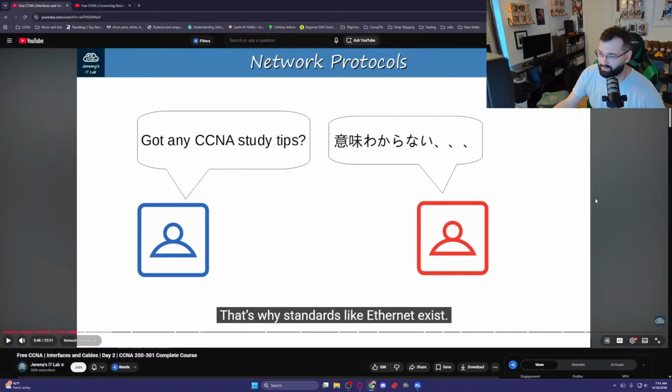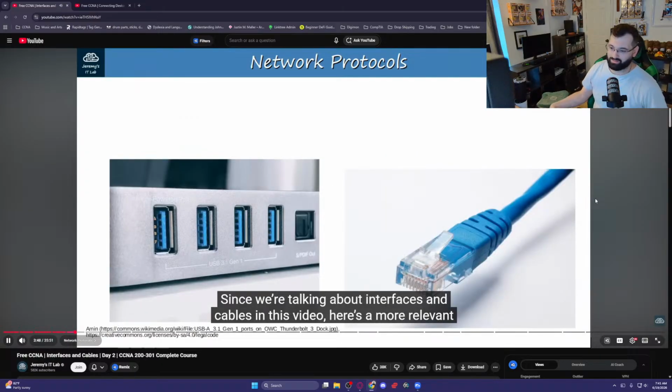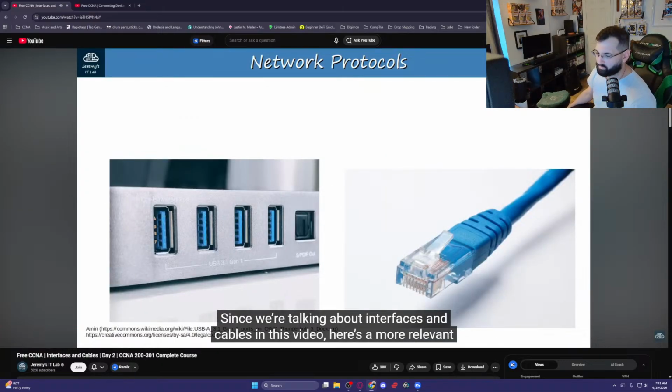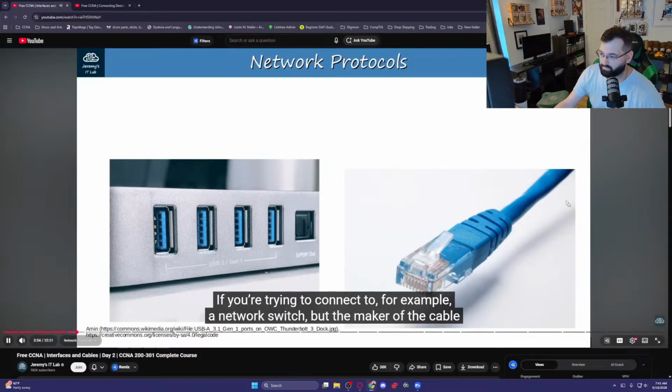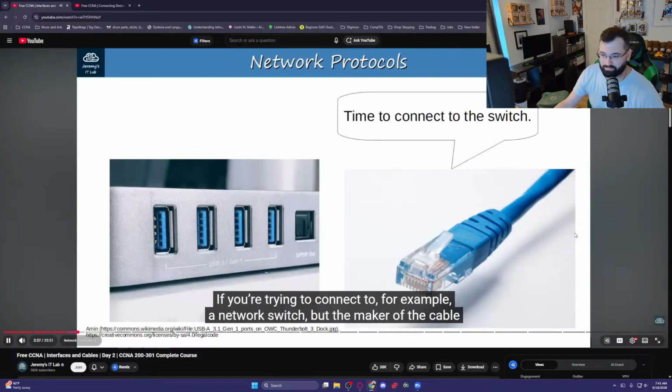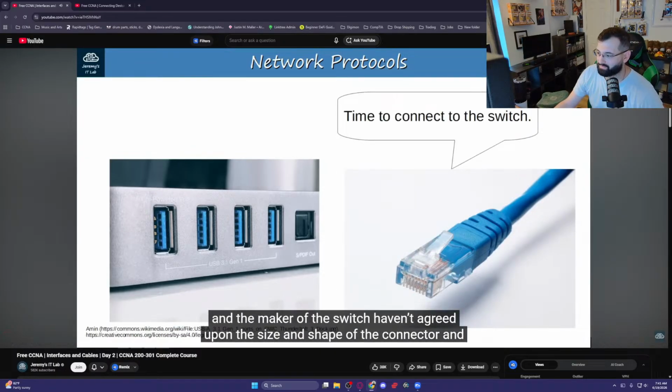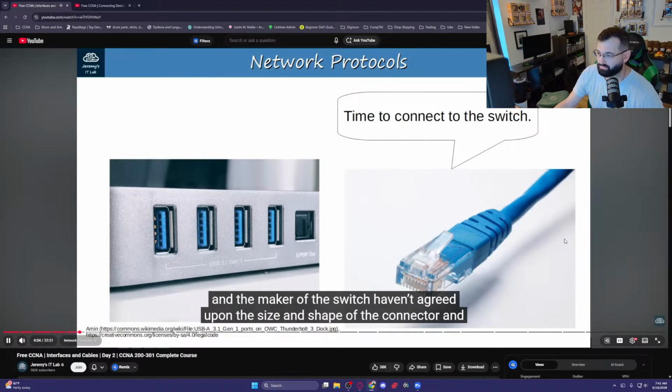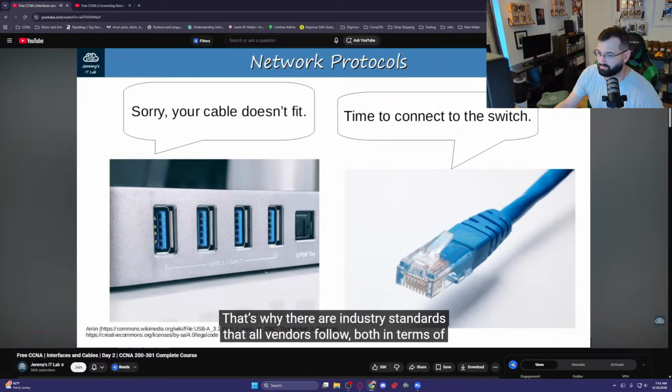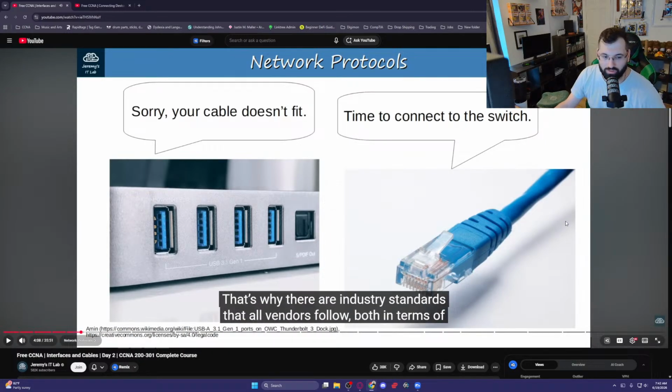Anyway. Since we're talking about interfaces and cables in this video, here's a more relevant example. If you're trying to connect to, for example, a network switch, but the maker of the cable and the maker of the switch haven't agreed upon the size and shape of the connector and port, you won't be able to connect them.